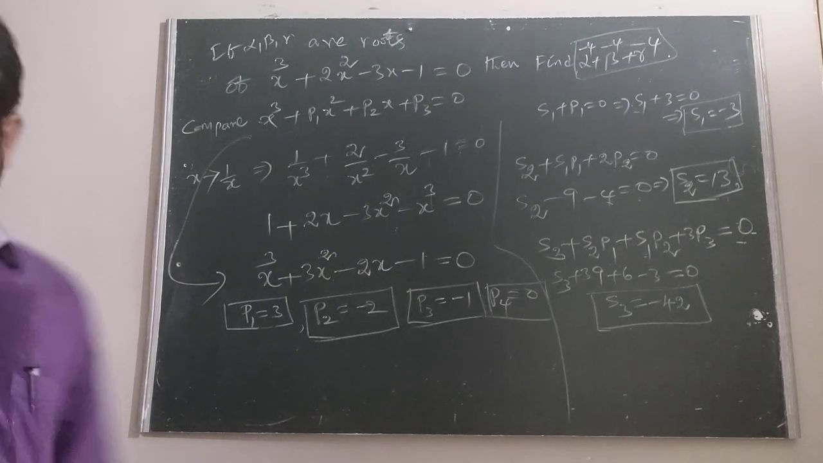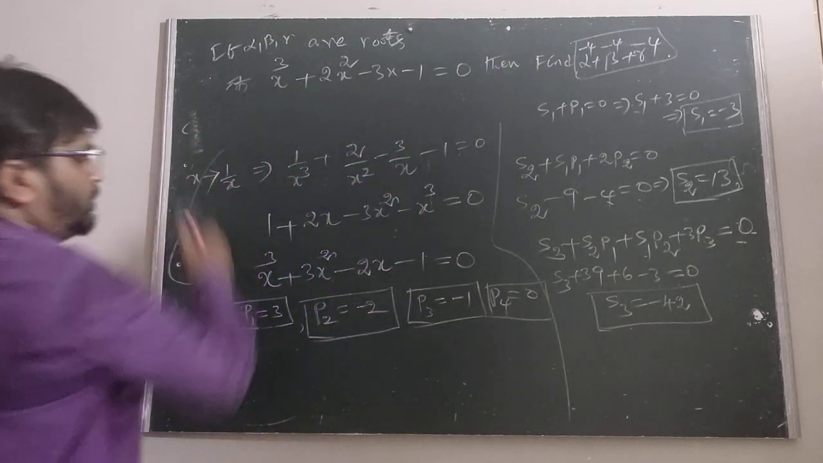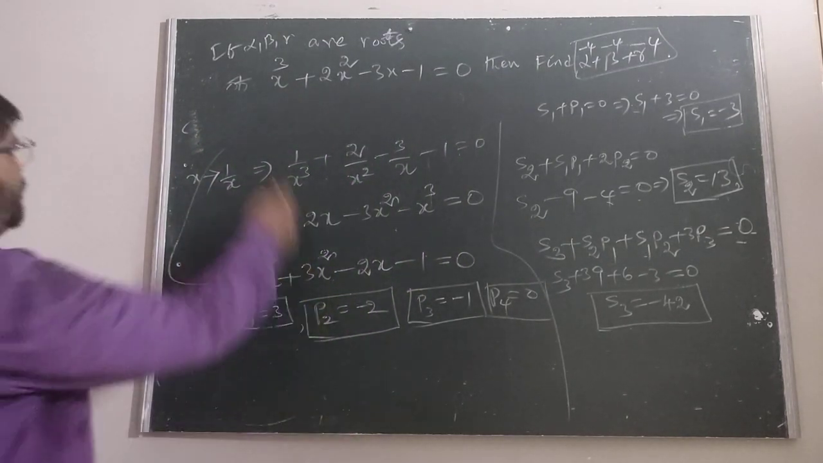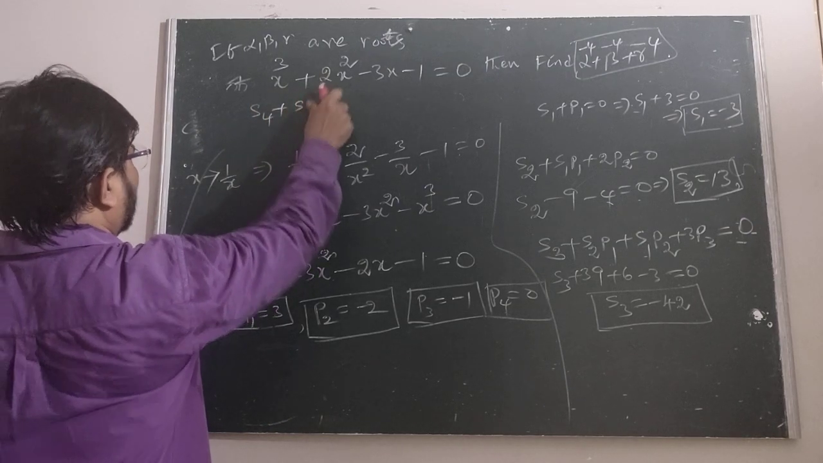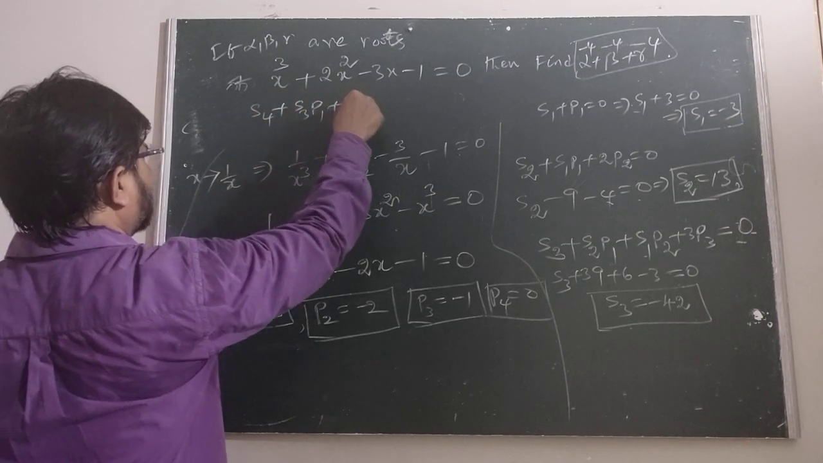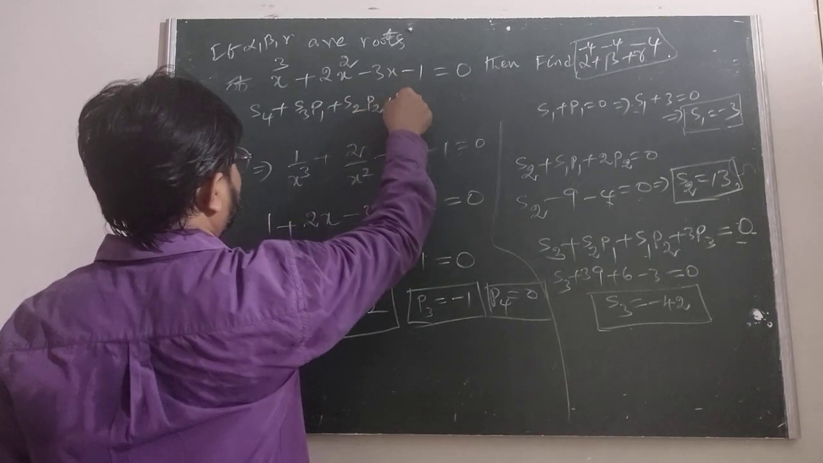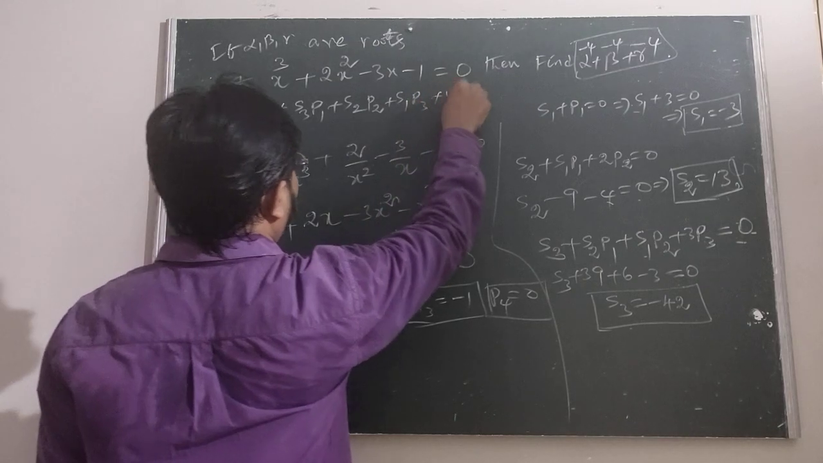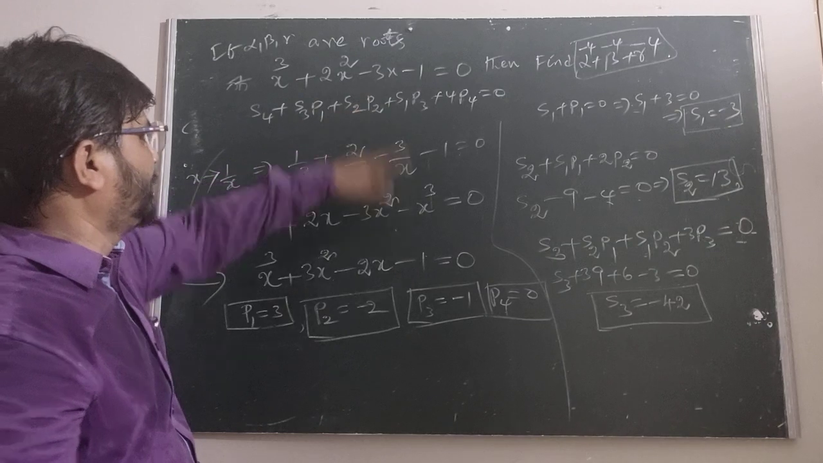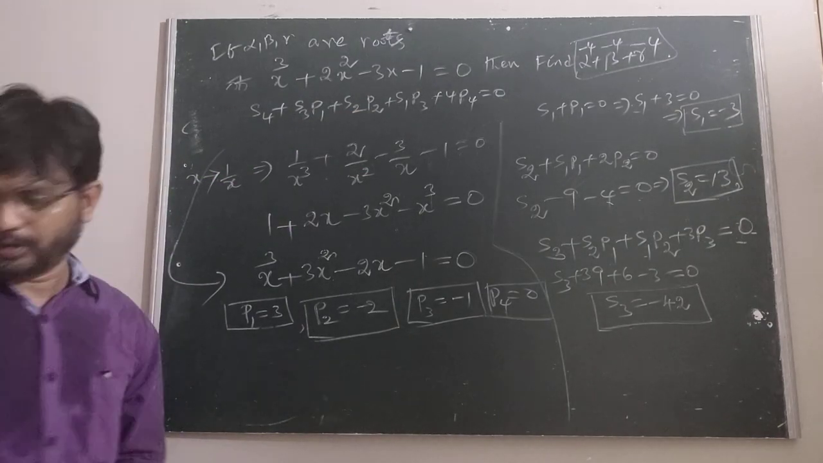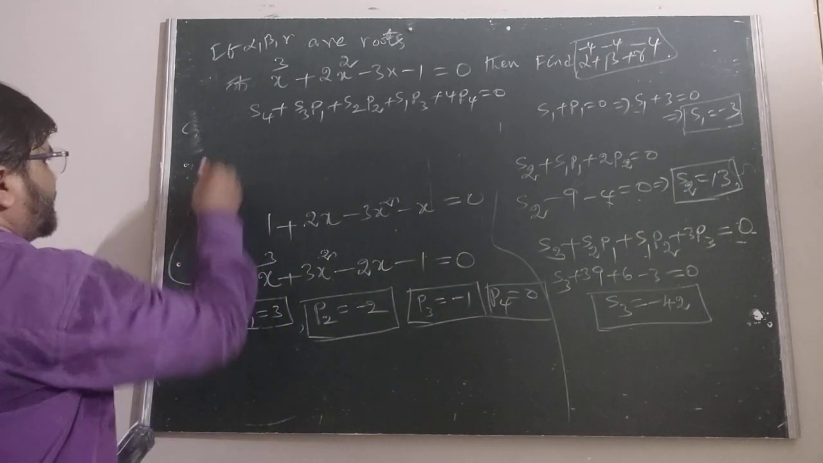Now we are finding S4. By using Newton's method, S4, S3 P1, S2 P2, S1 P3, and 4 P4. S4, S3 P1, S2 P2, S1 P3, 4 P4 equals 0. Now we are substituting the values.